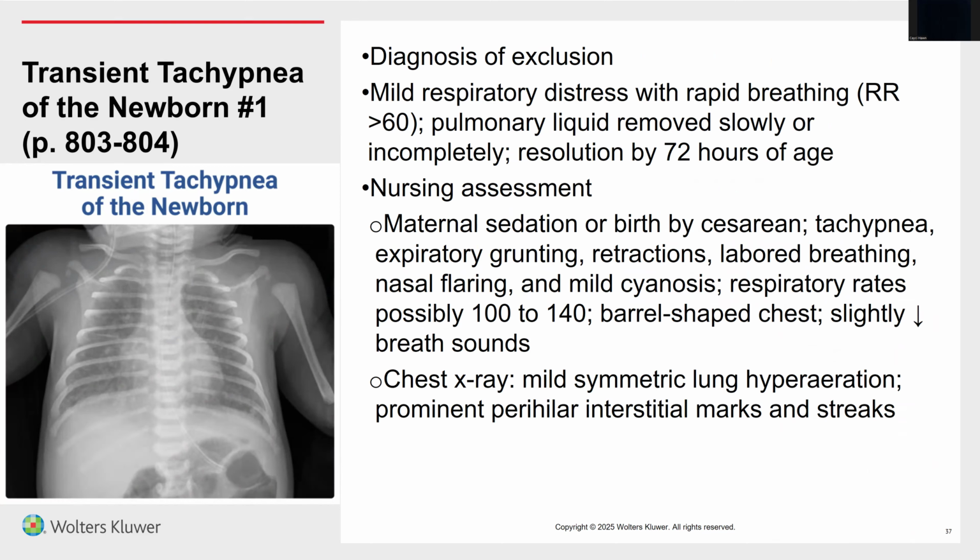Transient tachypnea of the newborn, or TTN, is truly a diagnosis of exclusion. These babies typically will show signs and symptoms of mild respiratory distress with rapid breathing, or a respiratory rate over 60 breaths per minute. The reason this occurs is because the baby didn't get enough liquid or amniotic fluid removed from their lungs. So the pulmonary liquid removal was done too slow or incompletely. The TTN typically resolves by 72 hours of age and can resolve even sooner than that.